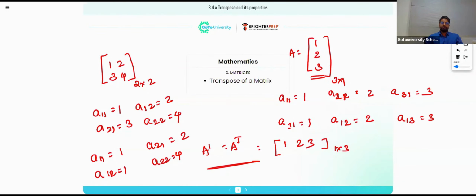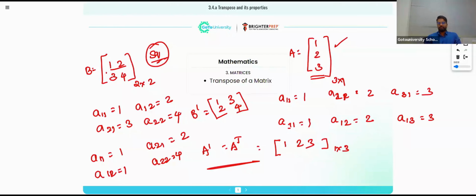Now, if you substitute back, we get a matrix which is having 1, 2, 3, 4. Let this be B, then this is B transpose. Okay, so what do you understand? A transpose of a matrix is obtained by interchanging the rows and columns. If it is a square matrix, the diagonal elements remain unchanged. This is not a square matrix, so there is no diagonal element.